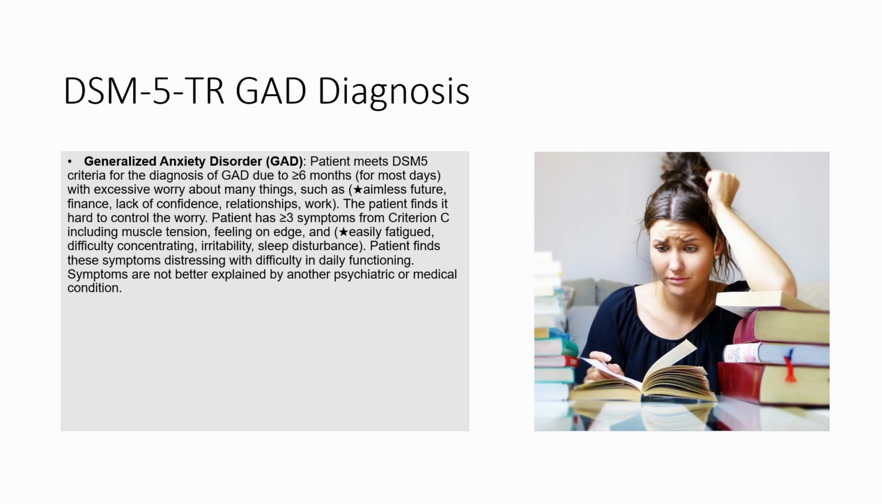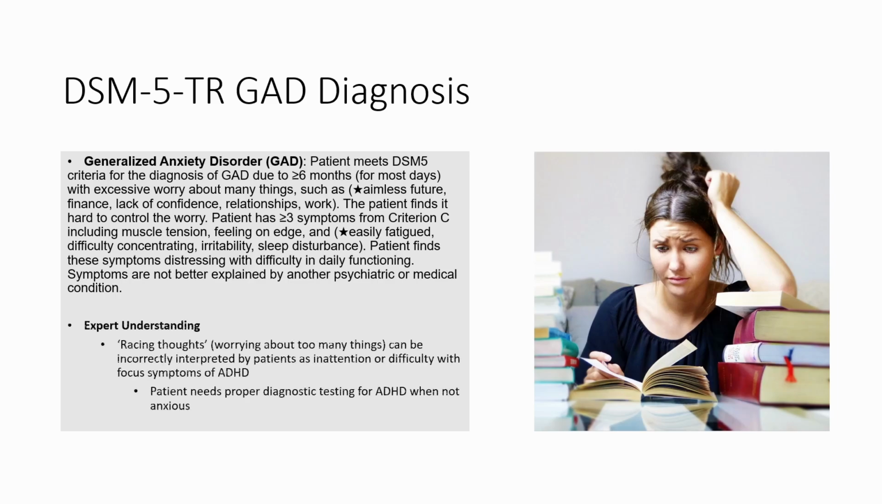A patient meets criteria for generalized anxiety disorder if they have 3 or more symptoms for at least 6 months. The key symptom is excessive worry about various things, such as the future, finances, relationships, or work. Other symptoms include muscle tension, feeling on edge, fatigue, poor concentration, irritability, and sleep disturbance. The patient must find it difficult to control the worry, and it must impair functioning and be distressing. Symptoms cannot be due to another condition or substance.